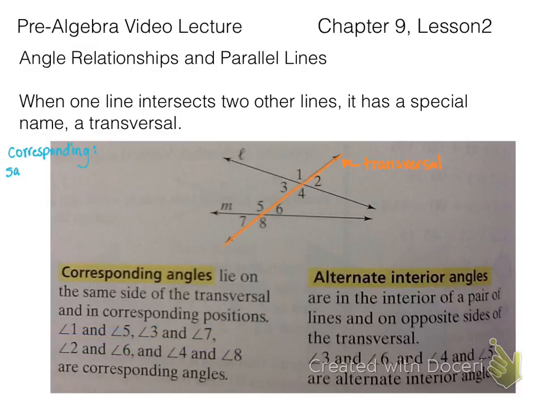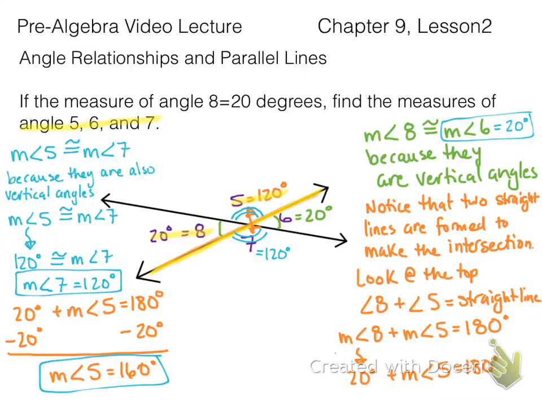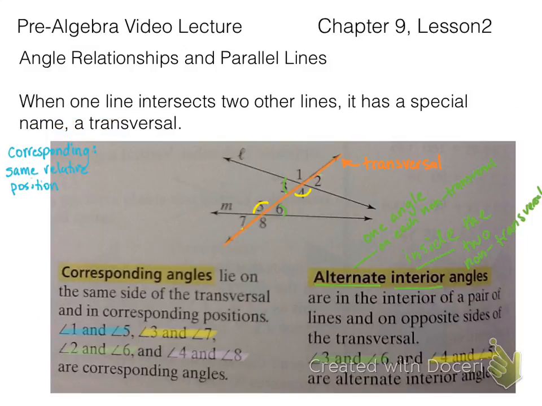So, two things can happen when we have a transversal: corresponding angles and alternate interior angles. Corresponding angles are angles that lie on the same side of the transversal and in corresponding positions. Corresponding means that they are in the same relative position. So if we look here, I went ahead and highlighted them.